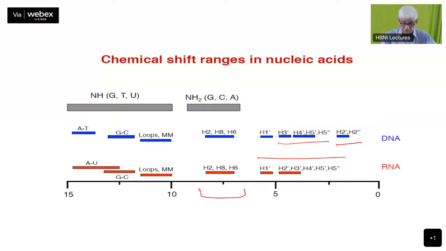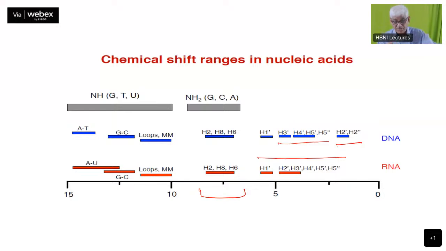The nomenclature is also indicated here. It is the same in both RNA and the DNA. H2, H8, H6, H2, H8, H6. And where are the H2s? H2s are present only on A. H8 is present on A and G, and H6 is present on C.